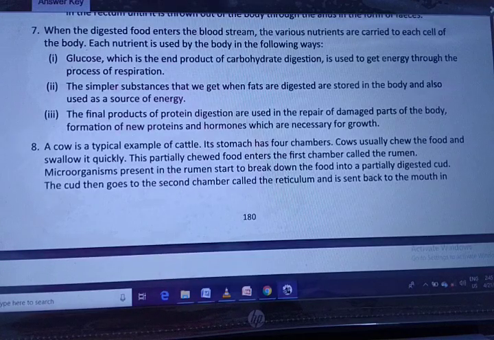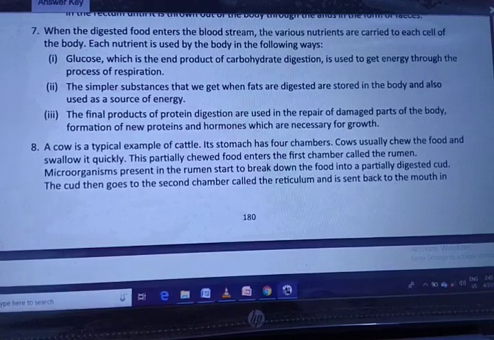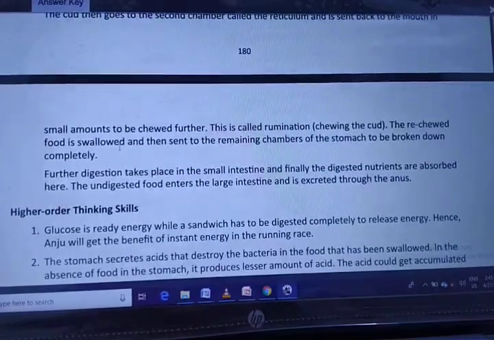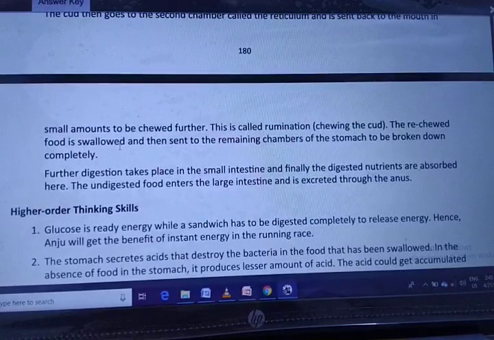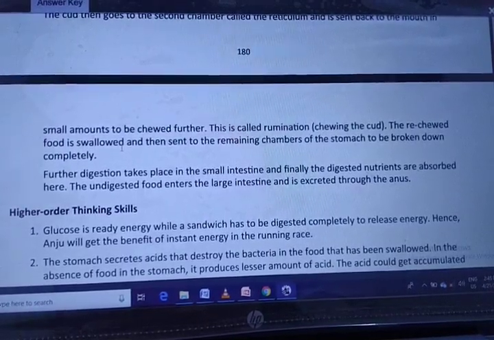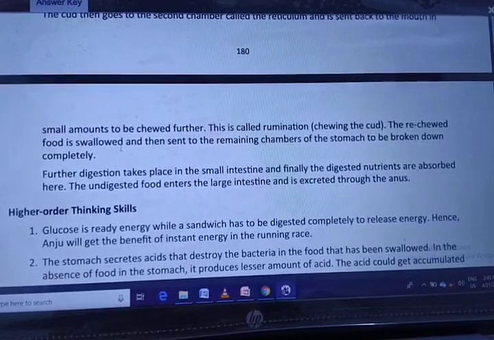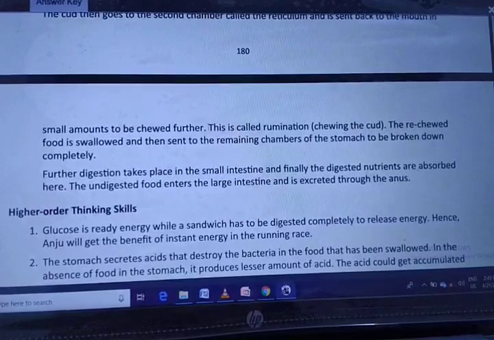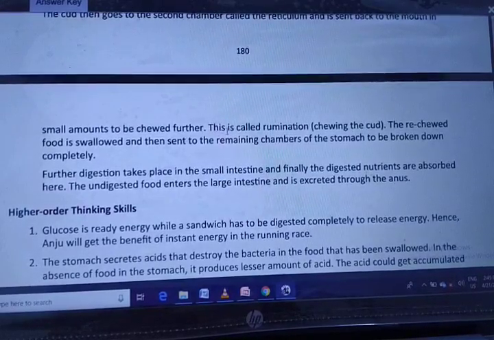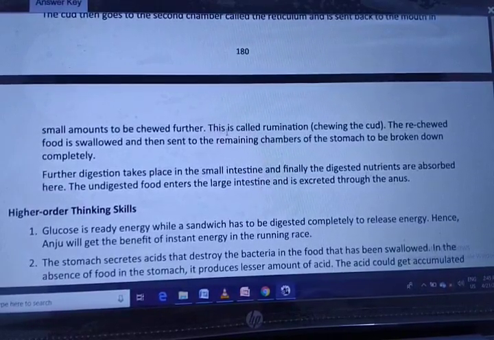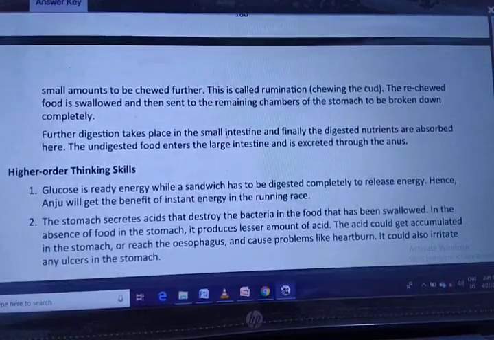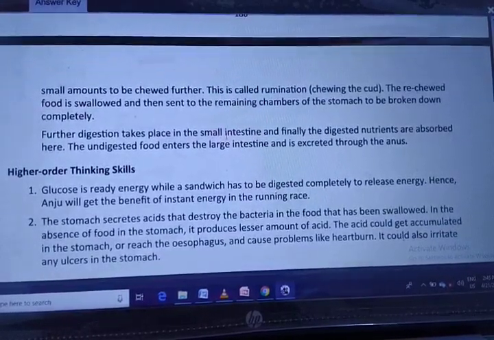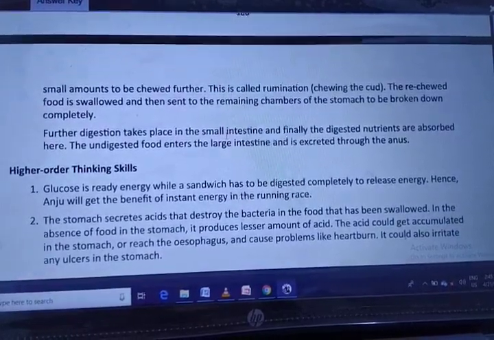The curd then goes to the second chamber called the reticulum and it is sent back to the mouth in small amounts to be chewed further. This is called rumination, chewing the cud. The re-chewed food is swallowed and then sent to the remaining chambers of the stomach to be broken down completely. Further digestion takes place in the small intestine and finally the digested nutrients are absorbed here. The undigested food enters the large intestine and it is excreted through the anus.